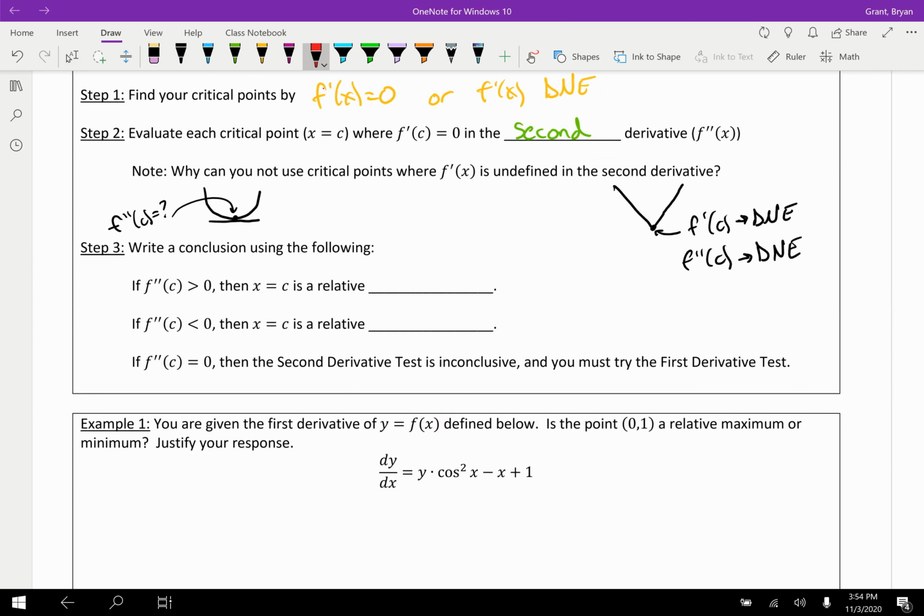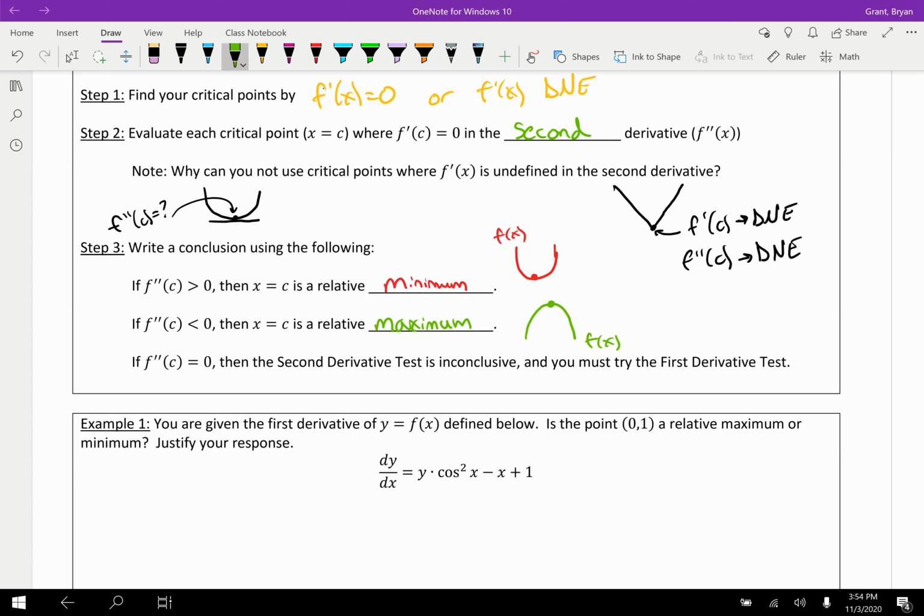If f double prime of c is greater than 0, so if our original graph f of x is concave up and we're testing this critical point, then clearly the critical point has to be a relative minimum. However, if the second derivative is less than 0, that means our graph f of x is concave down and our critical point must be here. That, of course, is a relative maximum.